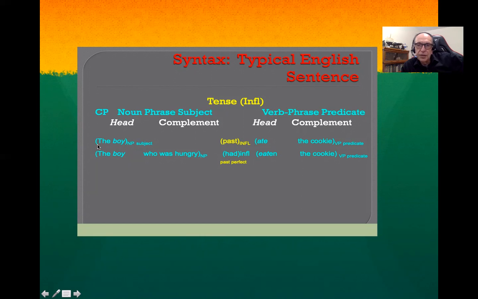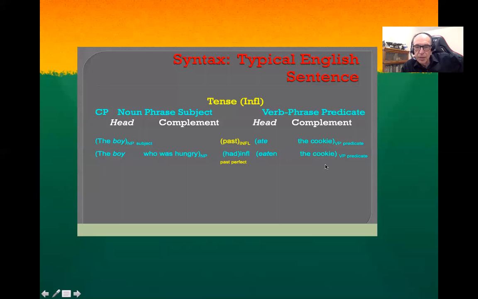So you have your sentence, the boy ate the cookie, in which the subject is the boy, head noun is boy, predicate is ate the cookie, head word is verb is ate, and its object is a direct object, the cookie, which is the complement. See that? Now in another such sentence, the boy who was hungry had eaten the cookie.